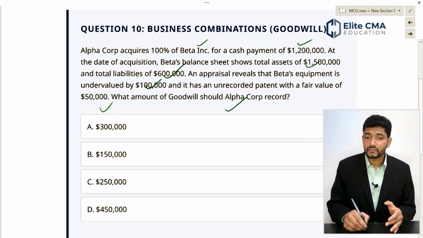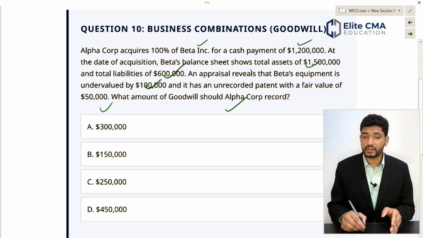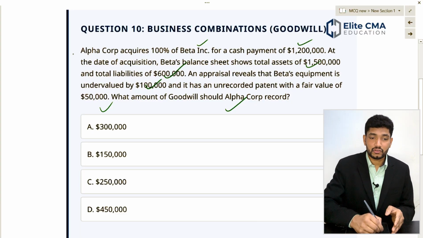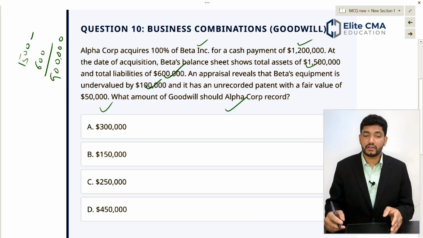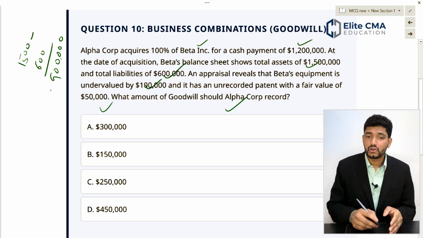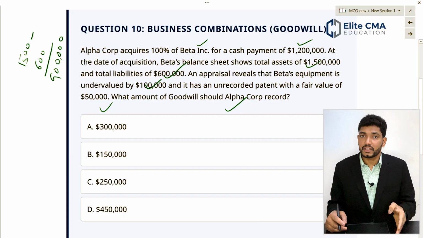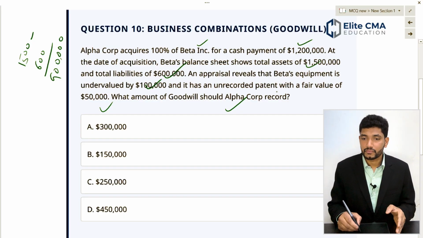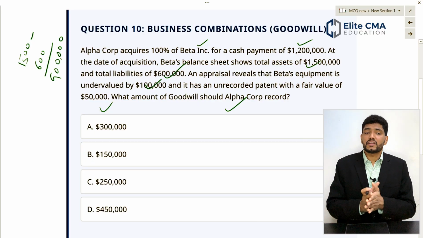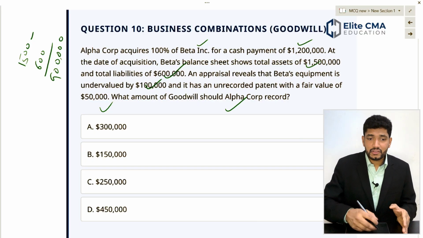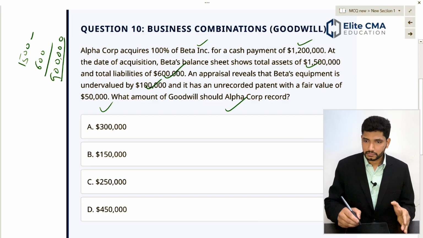The first thing you have to see is the difference between total assets and total liabilities. It is 1.5 million minus 600,000, which is 900,000. We paid extra. 900,000 is the asset value if you look into the company's balance sheet. There will be a total asset of 1.5 million and total liability of 600,000. In this case, the total net asset value is 900,000.